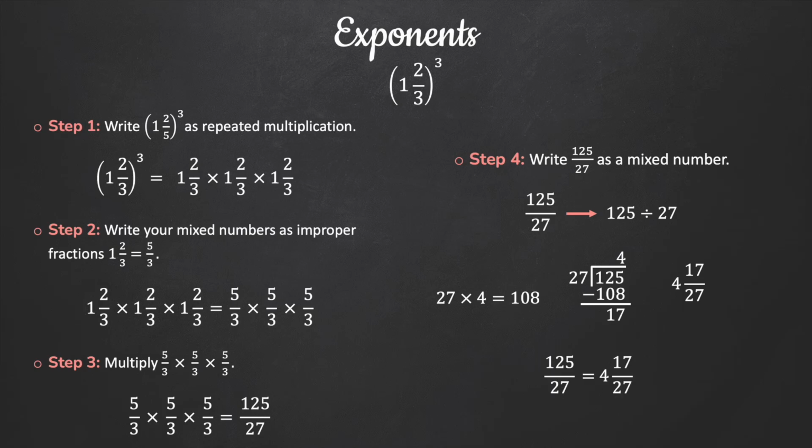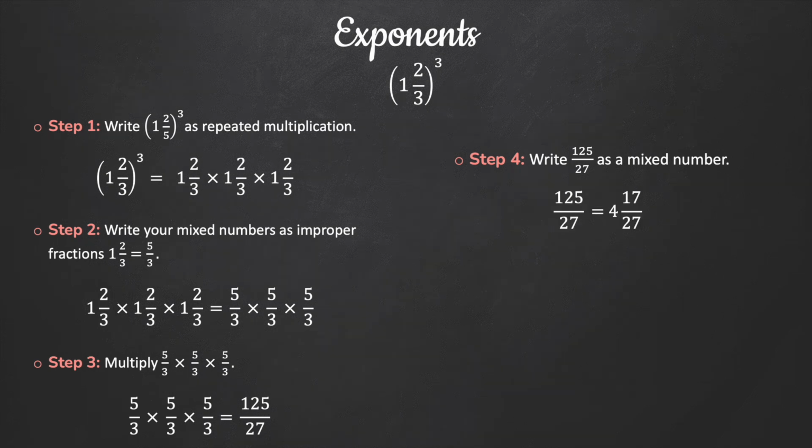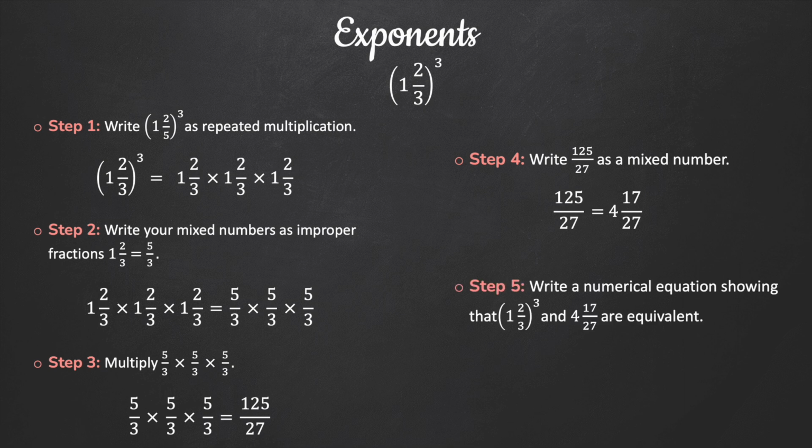So that means that 125 over 27 equals 4 and 17 over 27. And finally, for our last step, we're going to write a numerical equation showing that 1 2/3 cubed and 4 and 17 over 27 are equivalent. So 1 2/3 cubed equals 4 and 17 over 27.